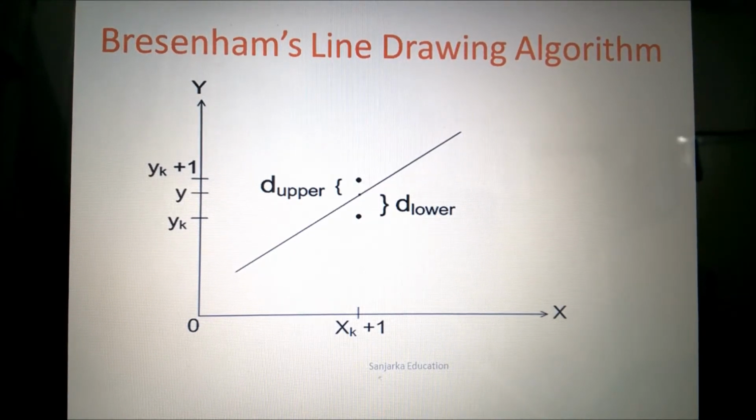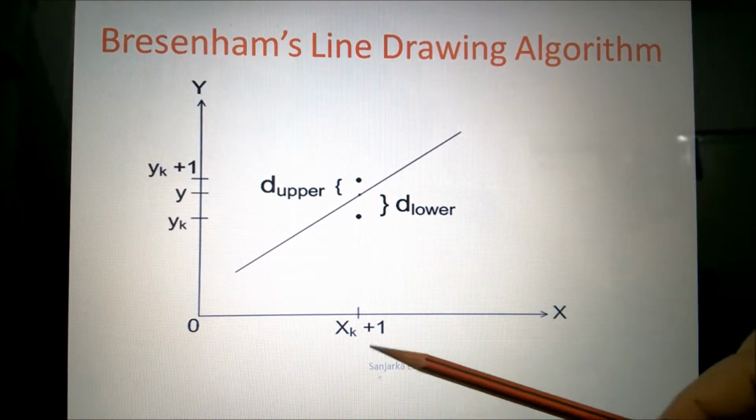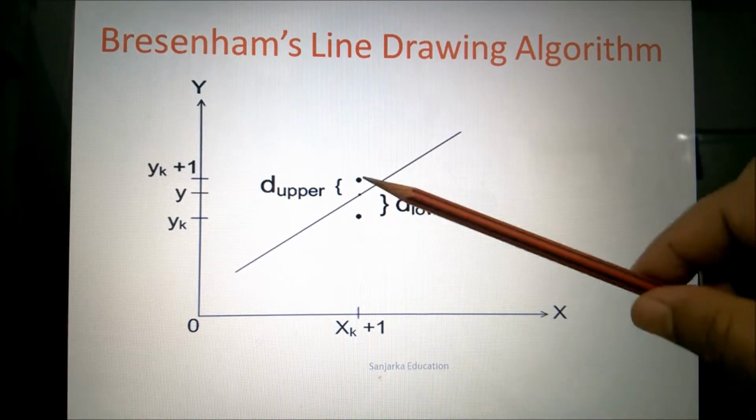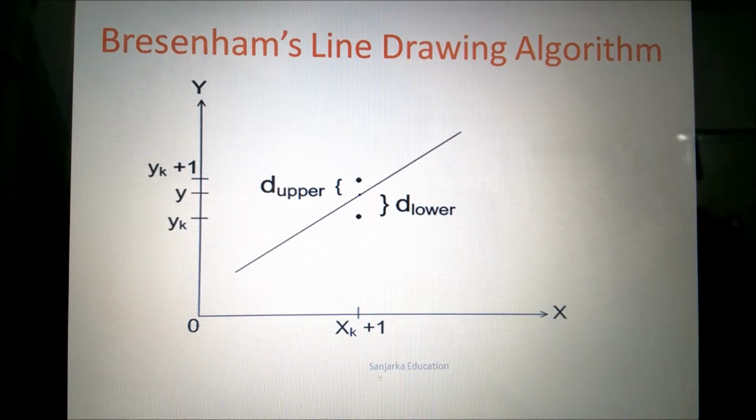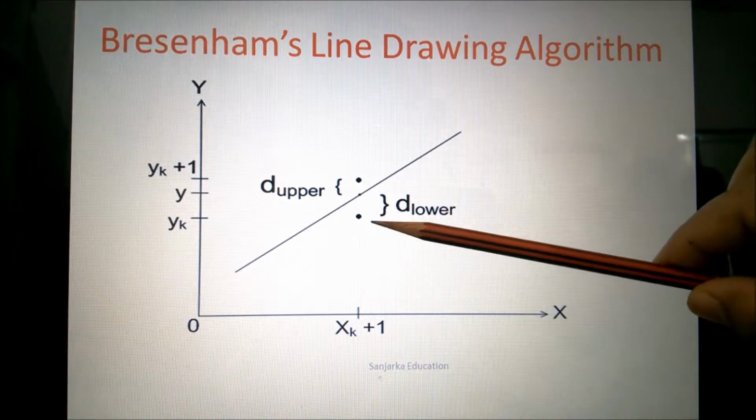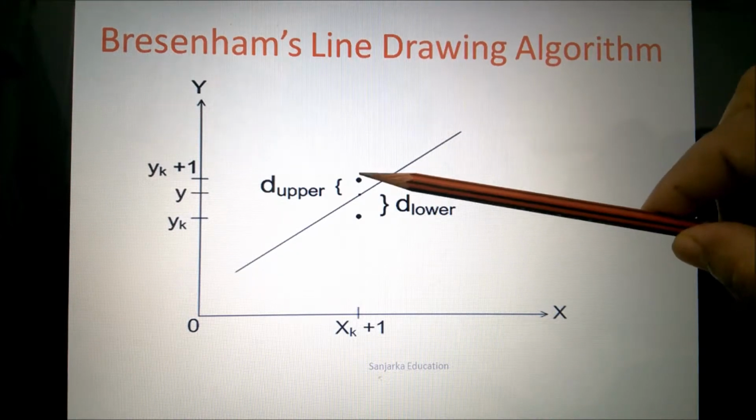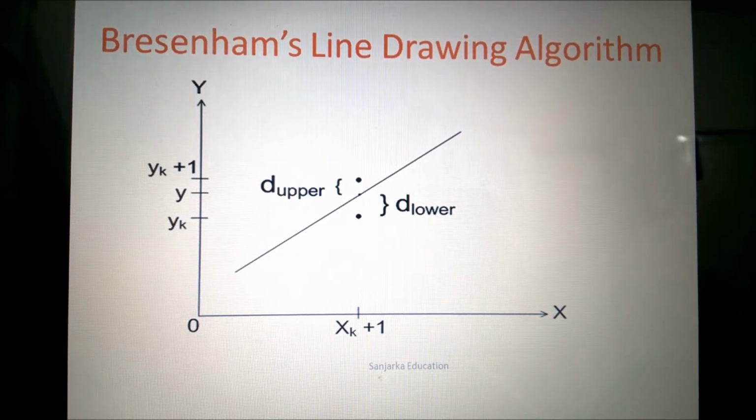Now let us consider a pixel xk, yk already selected. What will be the next pixel? Already I told that we are first considering the slope of the line is less than 1. In that case, the x coordinate will be sampled at unit step. Therefore, here you can see we have considered the next pixel xk plus 1, and there are two possibilities: one is yk, another is yk plus 1. Whichever is nearer to the line, that pixel would be selected.